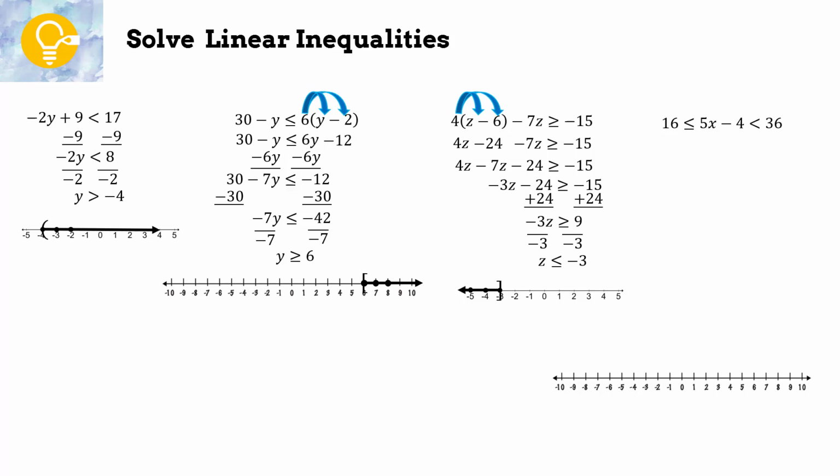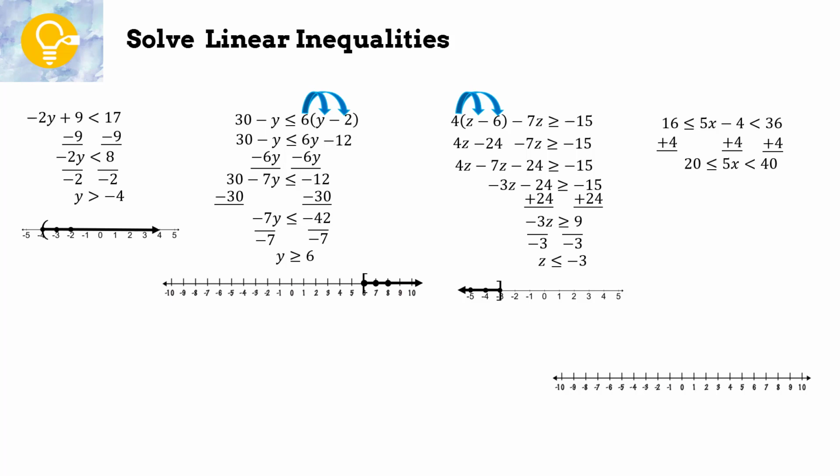For the last one, we have 3 parts, right? We have 16 is less than or equal to 5x minus 4 is less than 36. We need to get x in the center. Now I have 5x minus 4. I need to get rid of the negative or subtract 4. I add 4 to each piece of the inequality, okay? I do it to the left, the center, and the right. This gives us 20 is less than or equal to 5x is less than 40.